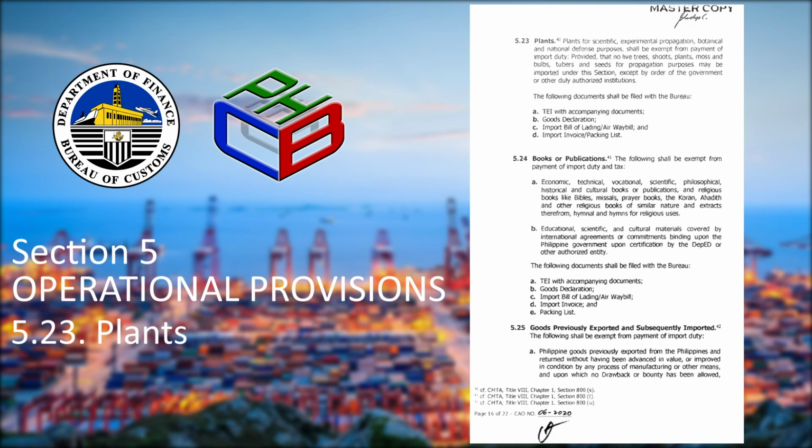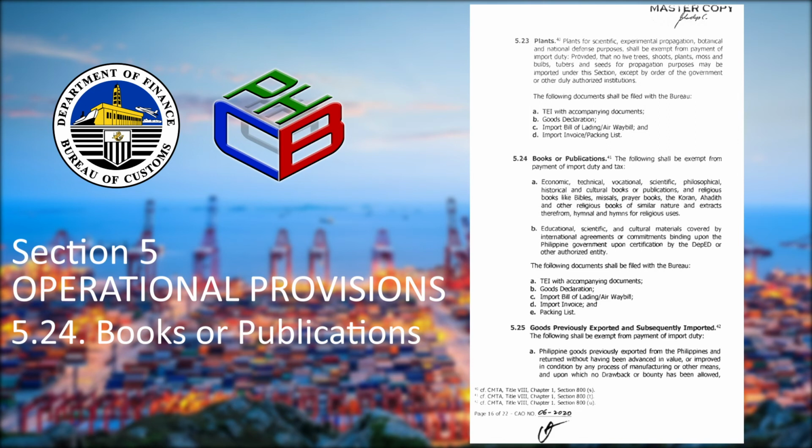5.23 Plants. Plants for scientific, experimental propagation, botanical and national defense purposes shall be exempt from payment of import duty, provided that no live trees, shoots, plants, moss and bulbs, tubers, and seeds for propagation purposes may be imported under this section except by order of the government or other duly authorized institutions. The following documents shall be filed with the Bureau. A. ATEI with accompanying documents. B. Goods Declaration. C. Import Bill of Lading, Airway Bill, and D. Import Invoice, Packing List.